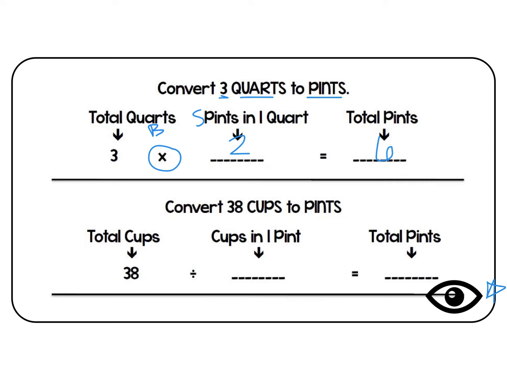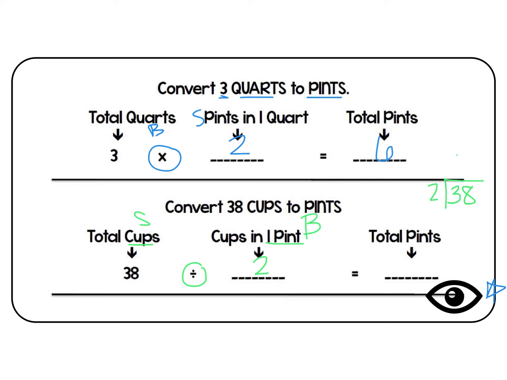Now on my second problem here, I'm going from cups to pints. Cups are small and pints are bigger. So I'm going from fly to horse. We divide, of course. Now I'm going to look at my conversion chart and I see that there are 2 cups in 1 pint. So that means that I need to divide by 2. So 38 divided by 2.